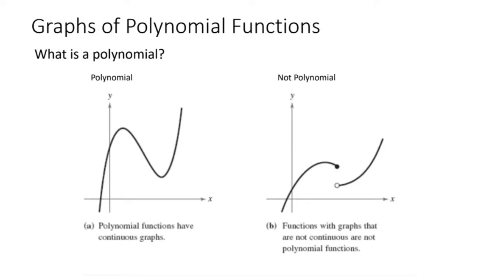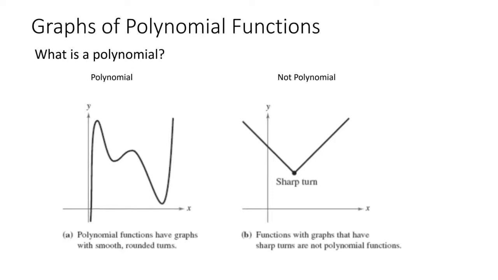Now, how about these? Are these polynomials? On the one on the left, it is a polynomial. I can draw my graph in one process without lifting my pencil, but there's another point for polynomials. We cannot have sharp turns. When we're drawing polynomials, it has to have only smooth curves. So the one on the right, since it has a sharp turn, is not a polynomial.